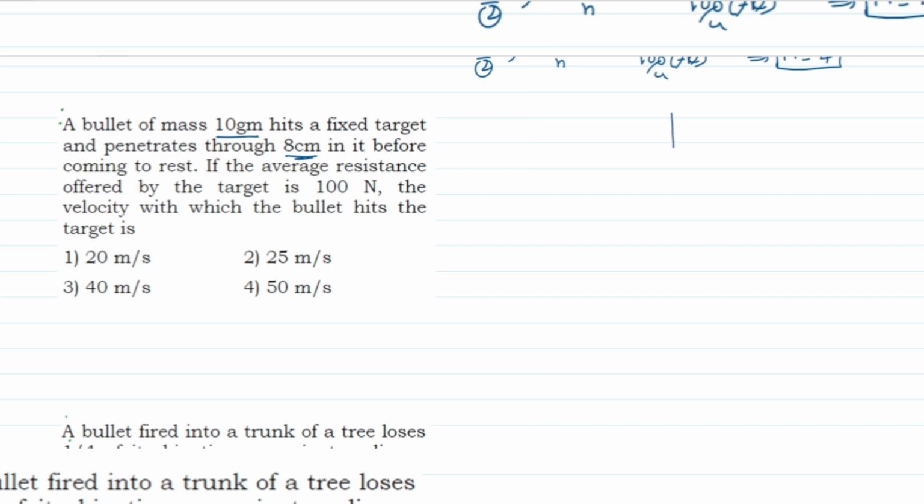This is a target, and a 10 gram bullet is going to be fired like this. It penetrates 8 centimeters, given. This is the 8 centimeter distance it is traveling before coming to the rest. If the average resistance offered by the target is 100 newtons, the velocity with which the bullet hits the target they are asking. With what velocity the bullet is going to be hitting the target they are asking.